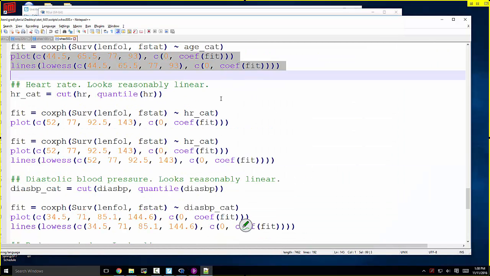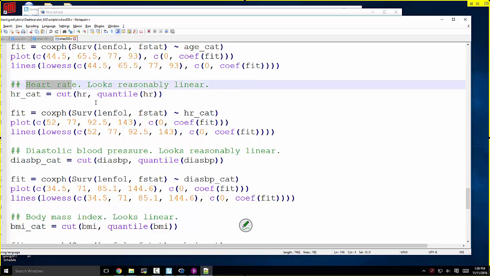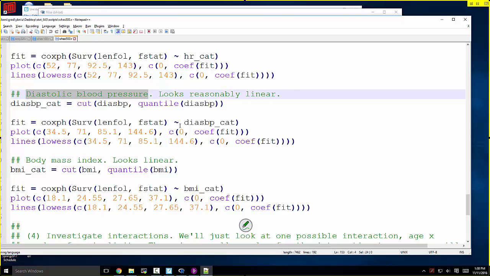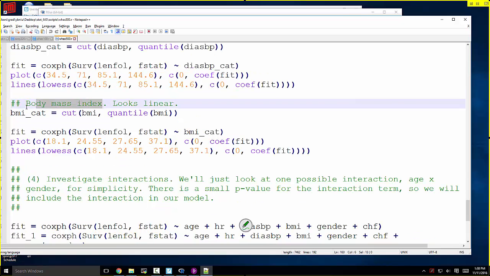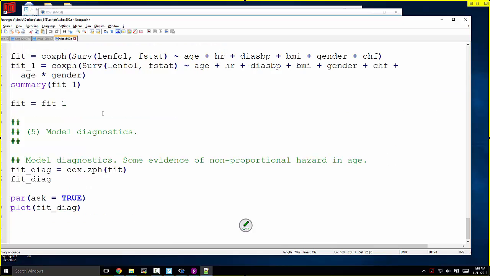If we did that for the other continuous covariates, heart rate looked fine, diastolic blood pressure looks fine, body mass index looked fine. So we didn't seem to have any problems with the, quote, functional form of these continuous or numerical covariates. What we'll do next time is consider interactions. Do I need any interactions? Which ones do I need? Talk about that. And then the other big issue with Cox proportional hazards is the assumption of proportional hazards.